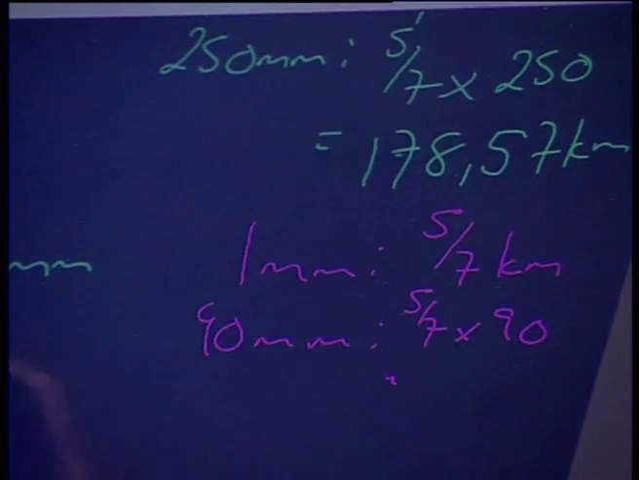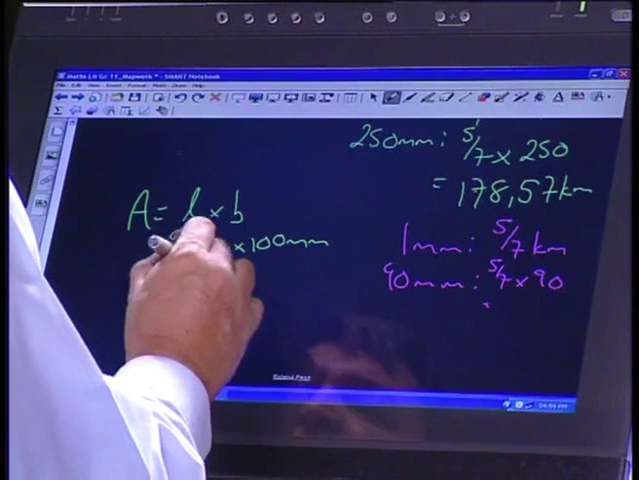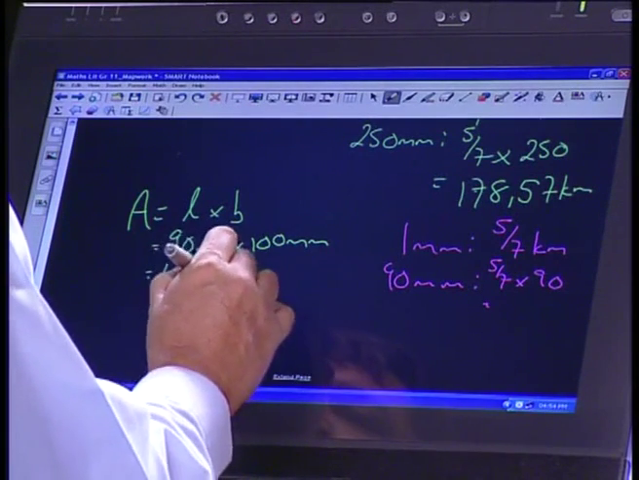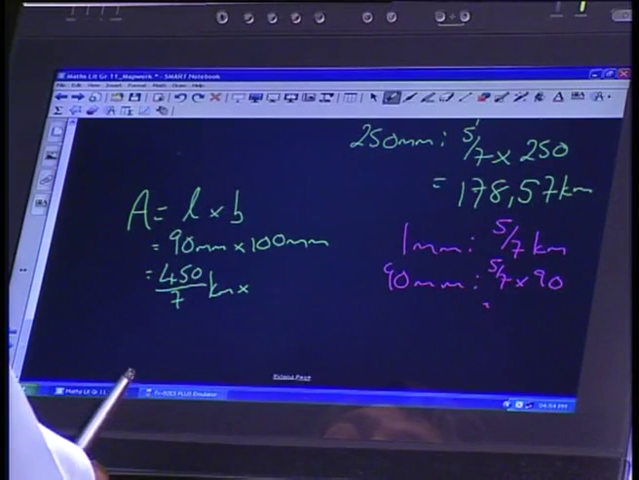But here's my golden rule. My golden rule is try and be as accurate as you possibly can. Okay? So I'm only going to round my final answer. So I'm going to leave that as 450/7. So right here now, we're going to write 450/7 kilometers. Multiplied by, what does 100 represent?